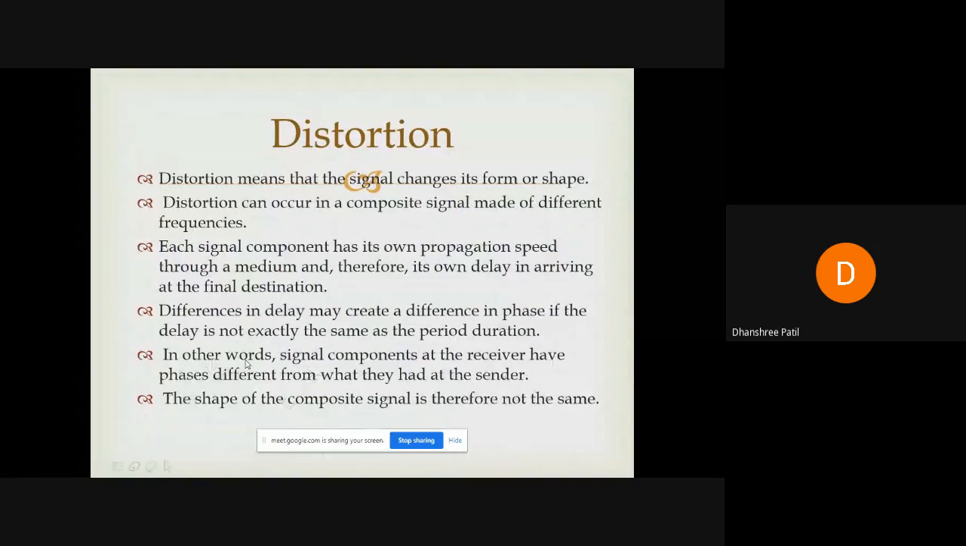So in other words, signal components at the receiver have phases different from what they had at the sender side. The shape of the composite signal is therefore not the same. Okay, so that is the reason for the distortion.